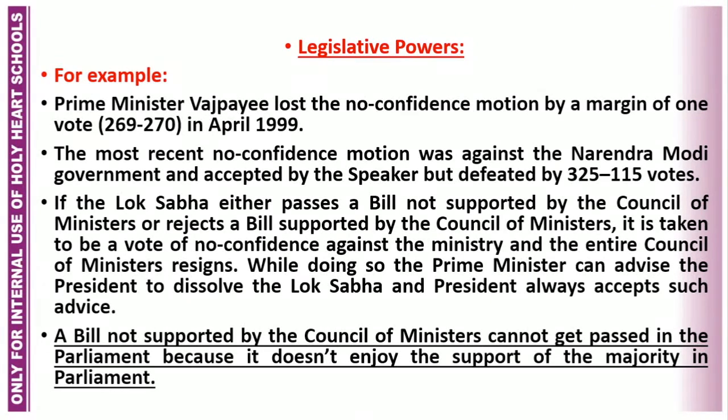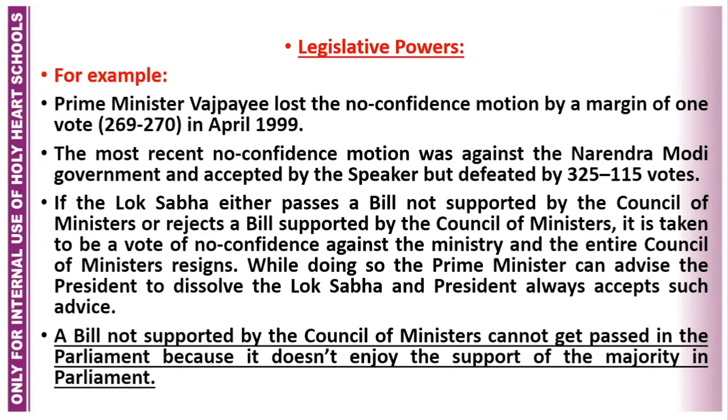Now I will discuss the legislative powers. The example is Prime Minister Vajpayee lost the no confidence motion by a margin of one vote. That's 269 were in his favor and 270 were against him in April 1999. Means he lost by just one vote and the vote of no confidence was passed. The most recent no confidence motion was against the Narendra Modi government and accepted by the speaker but defeated by 325 to 115 votes.